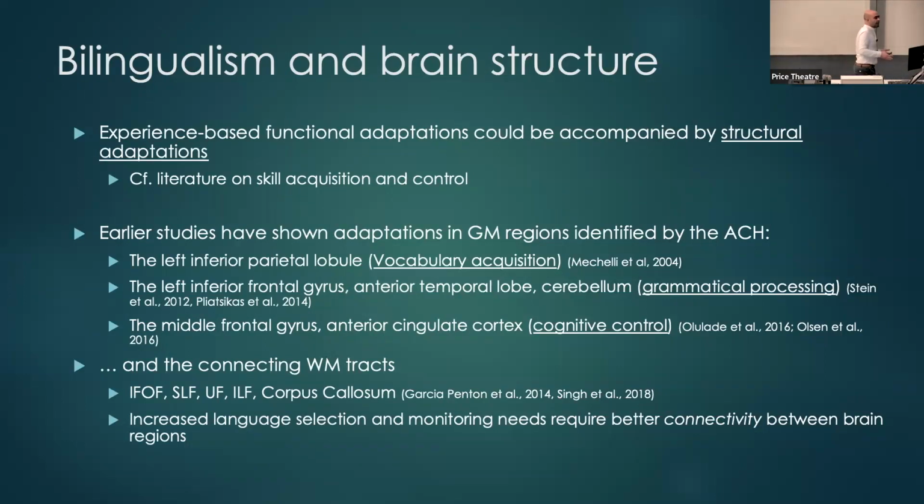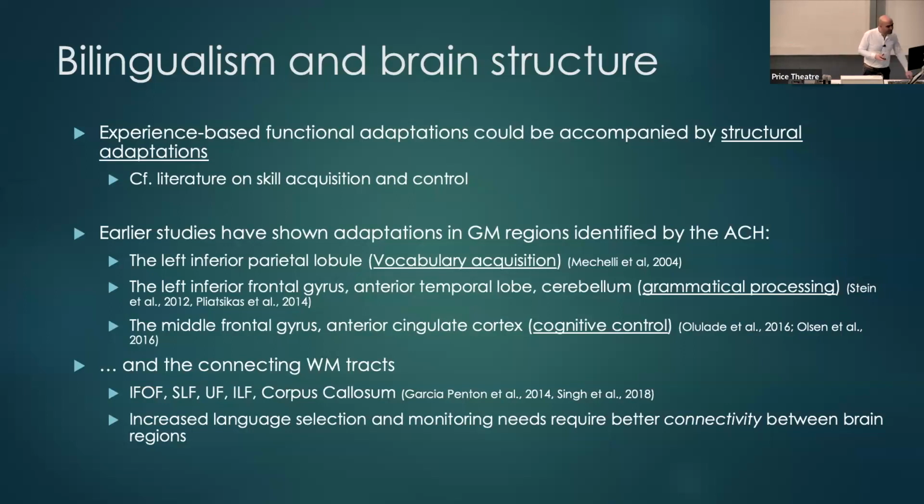So we have adaptations to the left inferior parietal lobule reported, a region which is crucial for vocabulary acquisition in your second language. The left inferior frontal gyrus, the anterior temporal lobe, the cerebellum. Well, they do a million things, but most notably, they do grammatical processing. The middle frontal gyrus, the anterior cingulate cortex, which are good places for cognitive control, but also adaptations in the white matter tracts that connect these regions. I've only included the acronyms here for a very good reason, because this one stands for inferior frontal occipitotemporal fasciculus, and then the superior longitudinal fasciculus, and so on. So I'm not going to torture you with the full names. Just stick with the acronyms now, right?